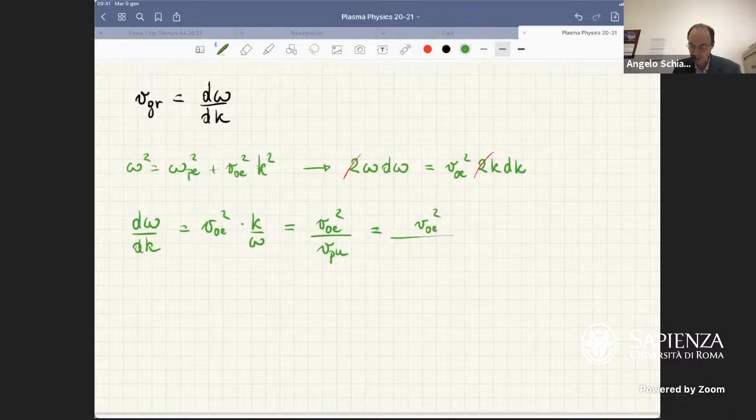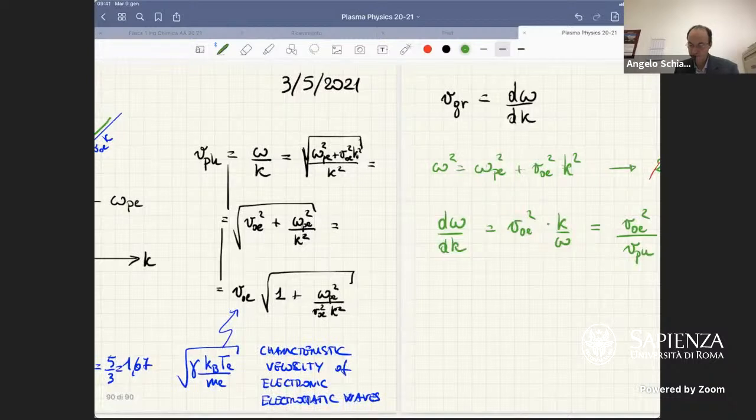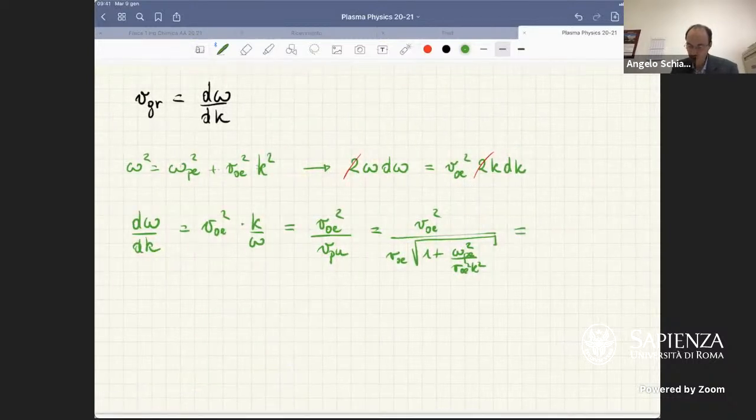Now we can plug in what the phase velocity is, and we see that the group velocity becomes V0e squared divided by V0e square root of 1 plus omega p squared over V0e squared k squared. Is that correct? Yes. So one of these goes away, and we end up with V0e divided by the square root of 1 plus omega p squared divided by V0e squared k squared.